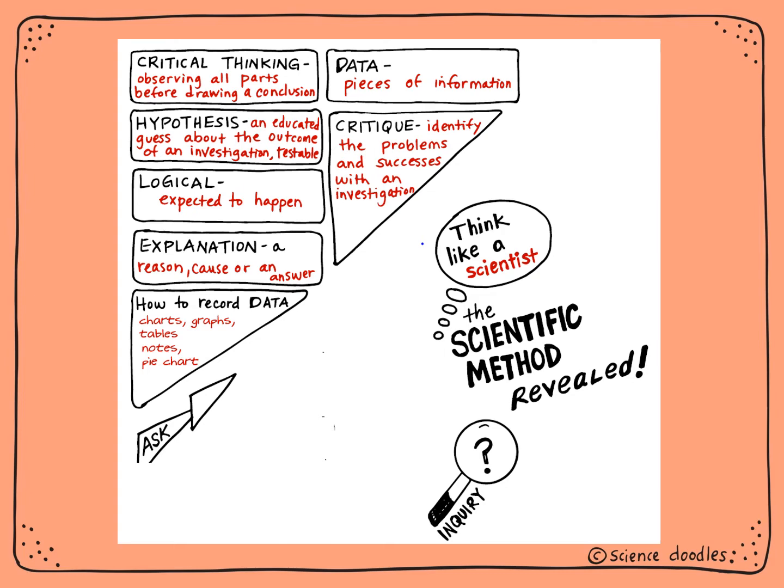So this page is about the different steps of the scientific method and kind of what it is. The scientific method includes critical thinking, which is observing all parts before and during drawing a conclusion. So critical thinking is where you have to really look at the different pieces and try to figure out what's going on, and you have to think about it really logically.